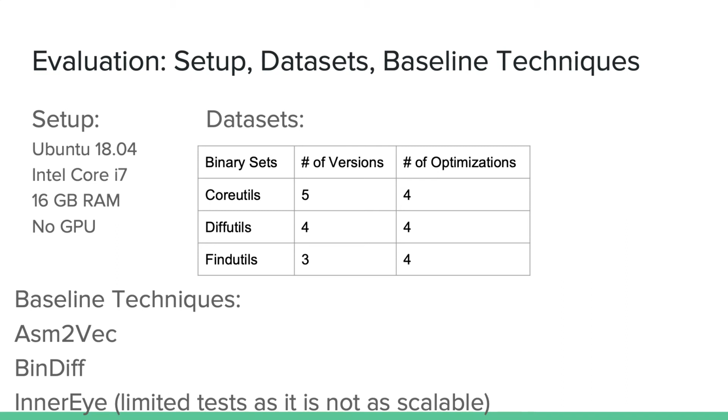And they compared this to Asm2Vec, which is the state-of-the-art learning-based bindiff. And BinDiff is like the industry standard for static bindiffing. They also compared it to InnerEye, but because it takes so long and is slow, they ran it on limited tests because the size was really impeding the results they could get.